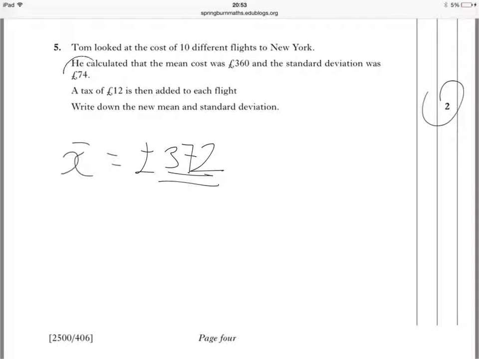Now remember the standard deviation, which is £74. Standard deviation is just a measure of spread. Now even though all the flights have gone up in price, the spread of prices is exactly the same. It's just that each flight has gone up by £12. So they're £12 dearer, but they're not any more spread out. Therefore, the standard deviation hasn't changed. The standard deviation is still £74. And that's the end of the question.